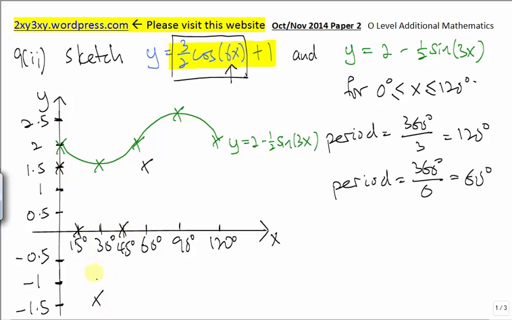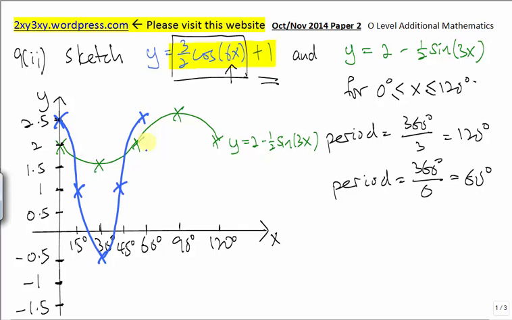If I join the points together, it will not be the final graph. For the final graph, I need to add 1 to it. So every point here, I'm going to add 1 to get the final points. This point, 1.5 add a 1 will be 2.5. 0 add a 1 will be a 1. Minus 1.5 add a 1 will be a minus 0.5. 0 add a 1 will be a 1. 1.5 add a 1 will be 2.5. Now let's join the points together.